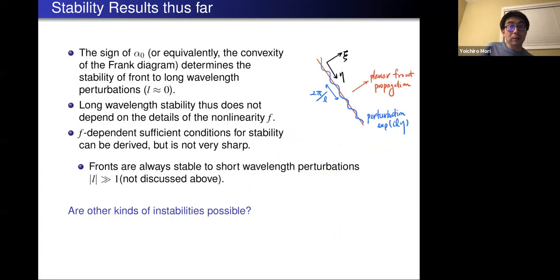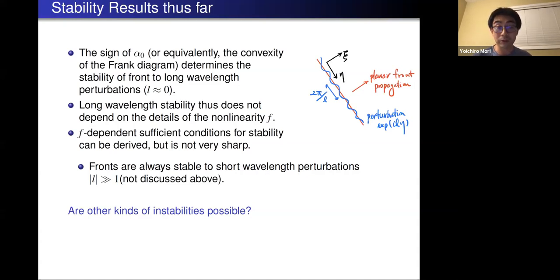Okay, so what have we learned so far? What we've learned so far is that the sign of alpha 0, or equivalently the convexity of the Frank diagram, determines the stability of these planar fronts to long wavelength perturbations. And these long wavelength instabilities do not depend on the details of the nonlinearity F, because alpha 0 was just determined by Q, which was in turn determined by AI and AE, which were the conductivity tensors.